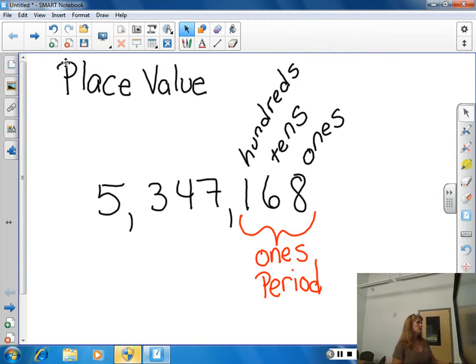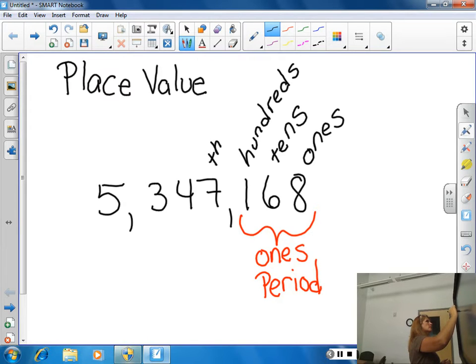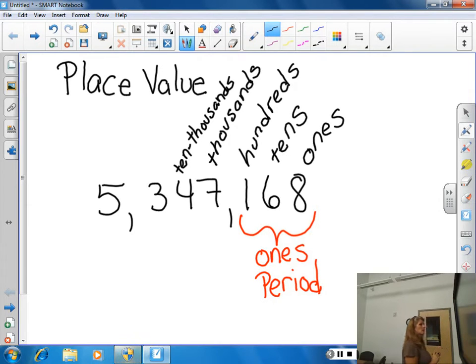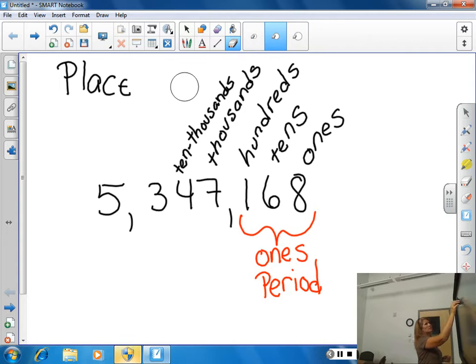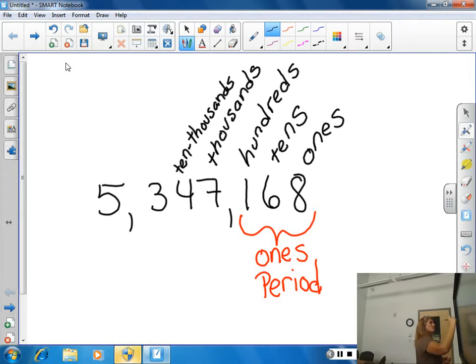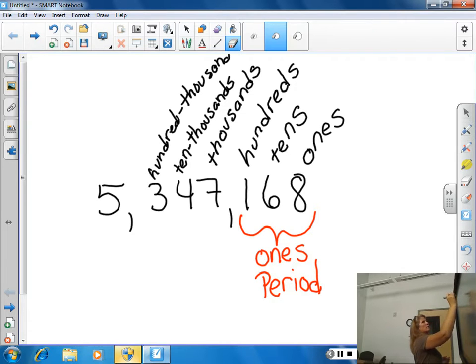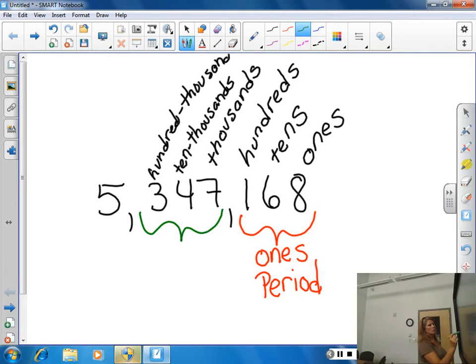And the next set of numbers are called thousands, ten thousands, hundred thousands, and make a little space for myself up here. And you can see that I am coming across, I ran out of a little space there, but that's a D, it's kind of hard to read. Hundred thousands, and then I have now come to the next comma, which means I'm in a new period, which is thousands period.